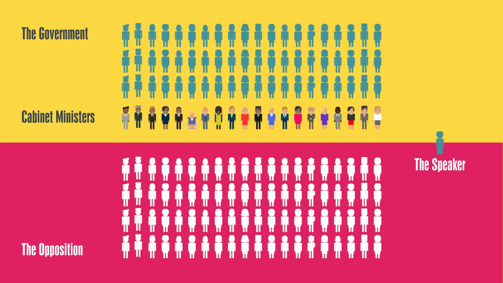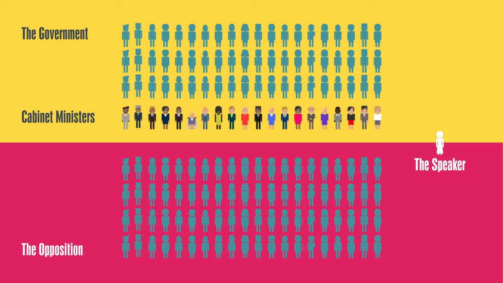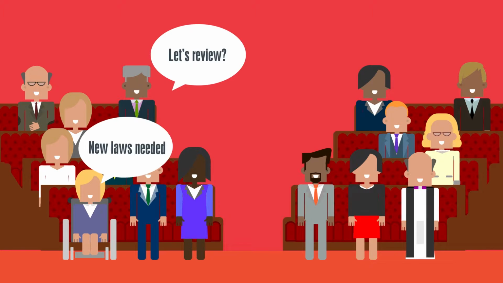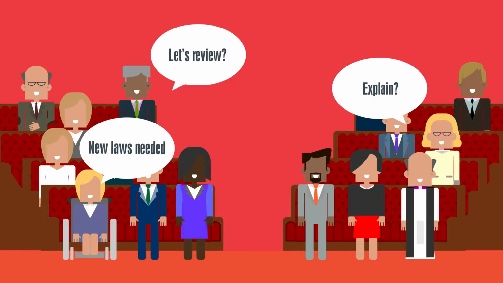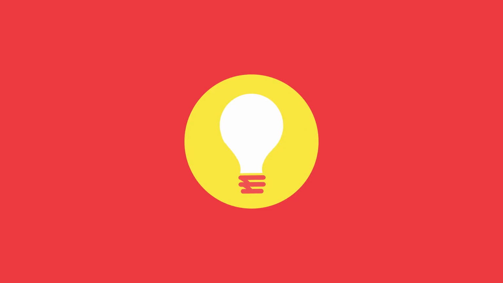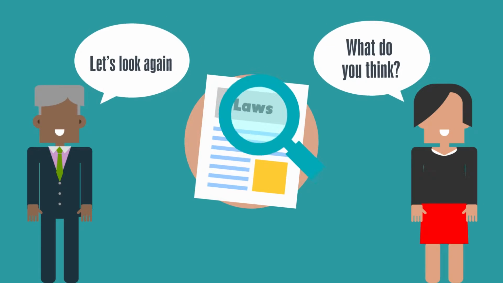MPs from the opposition and government question the government on policy and proposed laws. The Speaker keeps the House in order by chairing these debates. The House of Lords is the second chamber and shares the making and shaping of laws with the House of Commons. It has around 800 members and it's made up mostly of life peers, and also includes hereditary peers and bishops.